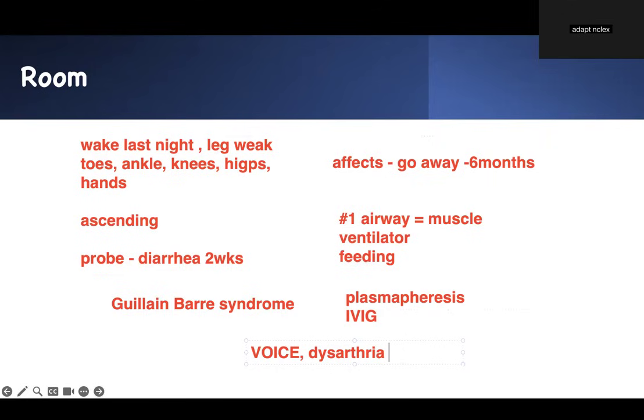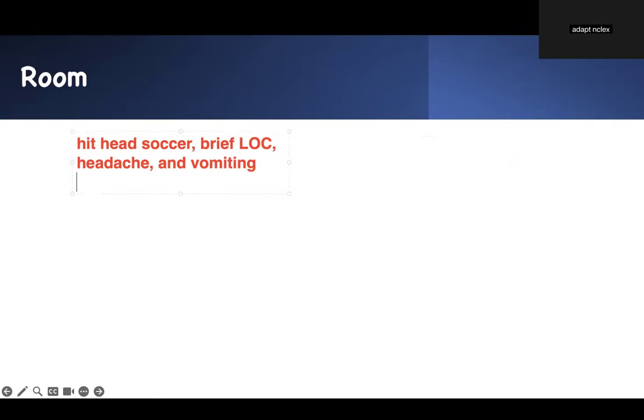That is your room 8 and 9. And you say, oh, this one is dangerous. I thought I was going to lose that one, but he's happy. Then you went to the next room. What do you see? This guy, he fell. He was hit in the head during a soccer game, and he fell down. He has a brief loss of consciousness. But right now, it's fine, except he has a headache and he's been vomiting. So he has a head injury, as you can see.